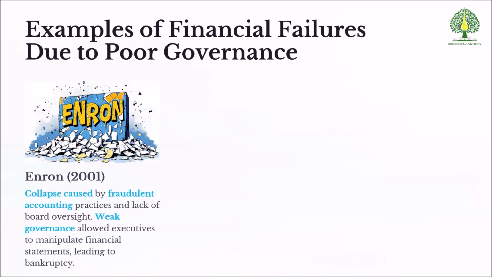This is a good example of financial failures due to poor governance. I believe that maybe you also know Enron from the US, which used to be very well known but then collapsed because of fraud in accounting practice and lack of board oversight and governance. This is common in the US.